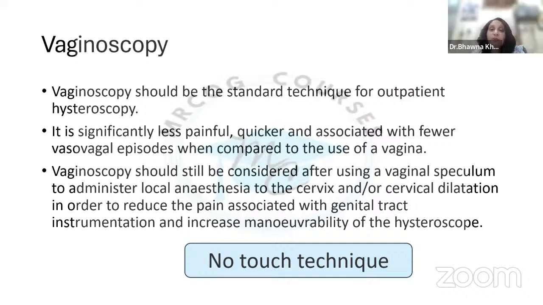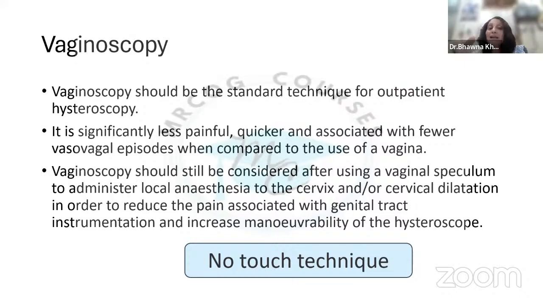Now, vaginoscopy. What is this? This is a standard technique for outpatient hysteroscopy, and it is a no-touch technique. What we do is insert the hysteroscope into the vagina with the fluid on. As the fluid accumulates in the vagina, it forces the os, and with that pressure only the os gets open, and you can directly go with your hysteroscope into the uterine cavity through the cervix, right?